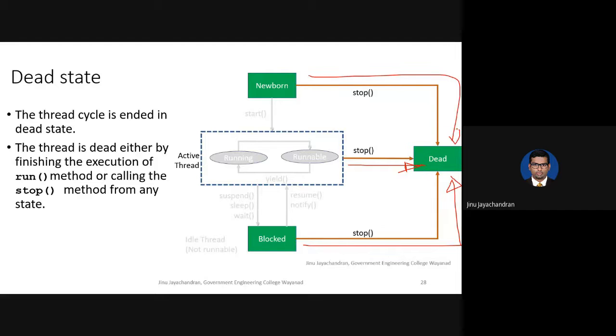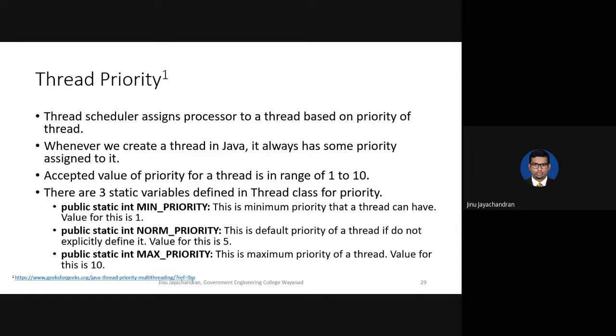Running state to dead means the thread has finished its execution, so it will go to the dead state. Block state to dead means that there might be some time expiration after which the thread will automatically move to dead state, and newborn state we have already said. So these are the possible states or possible transitions between the states when you are having multi-threaded programming in Java.